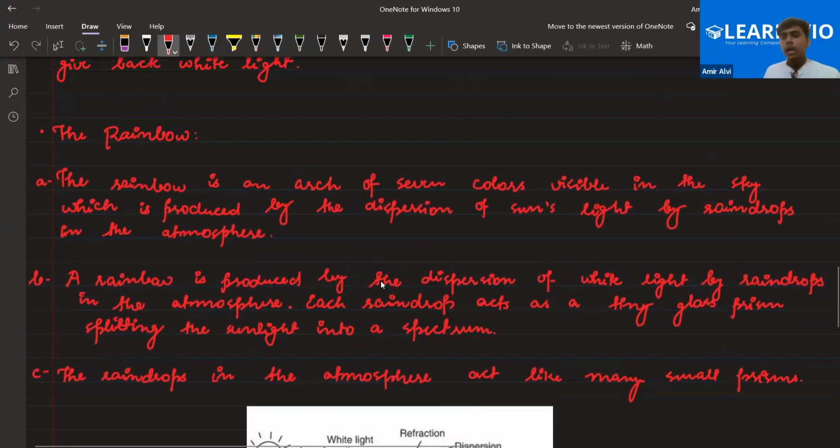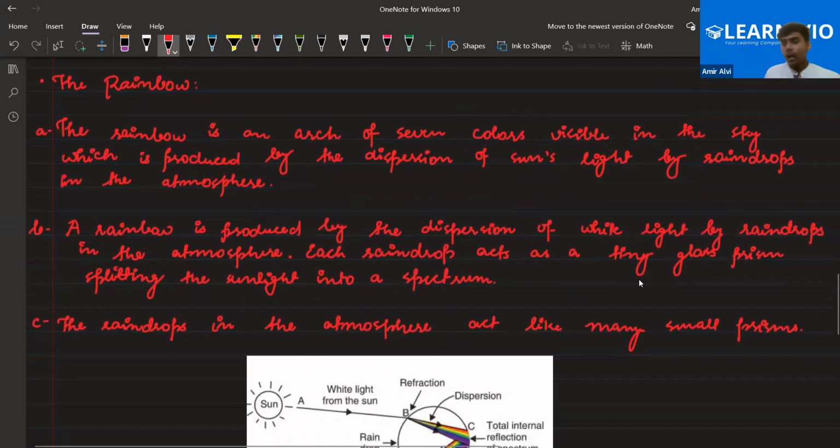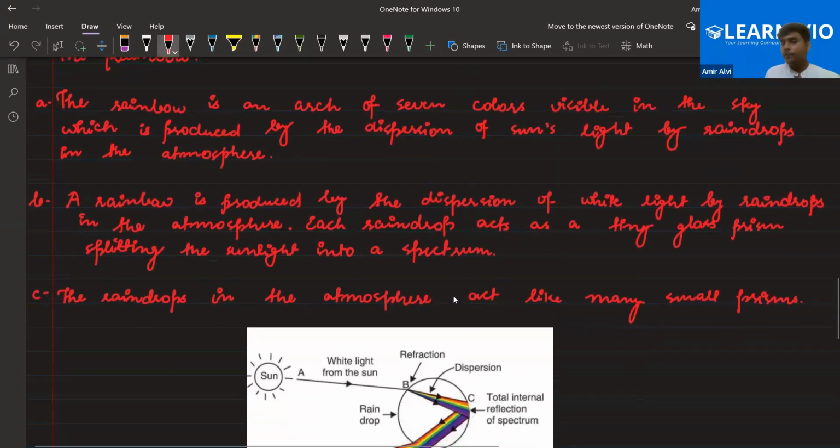So a rainbow is produced by the dispersion of white light by raindrops in the atmosphere. Each raindrop acts as a tiny glass prism, splitting the sunlight into a spectrum. So the rainbow in the atmosphere acts like many small prisms. That is the main reason behind the rainbow.